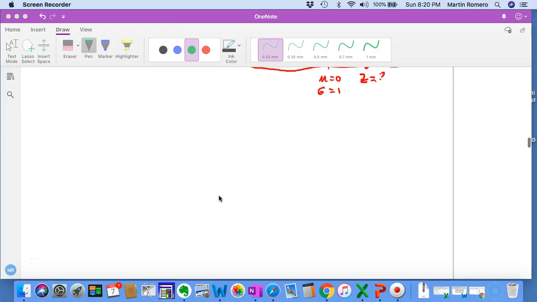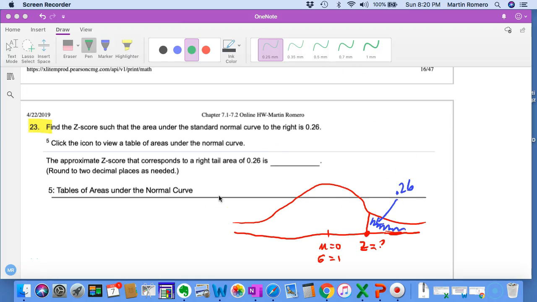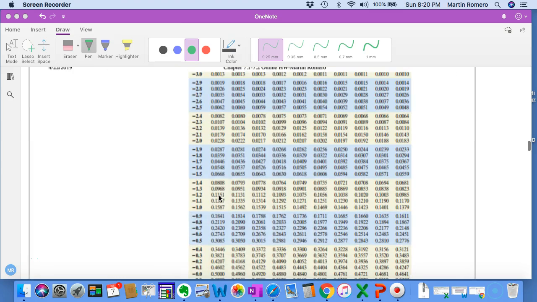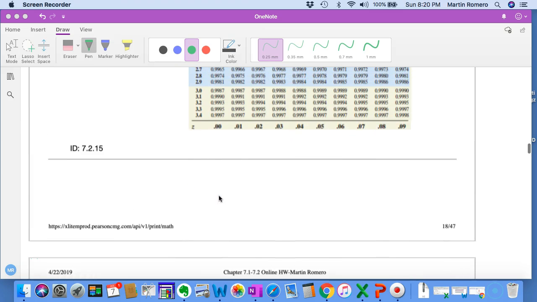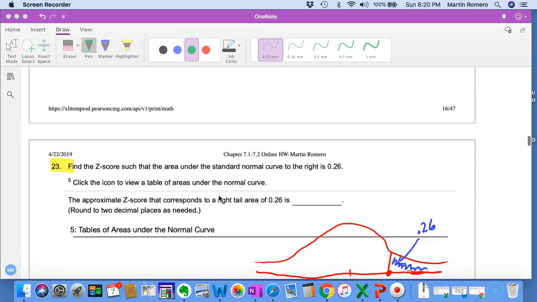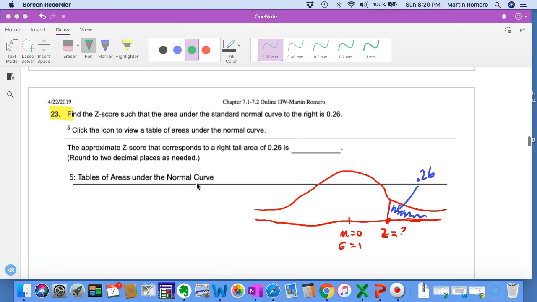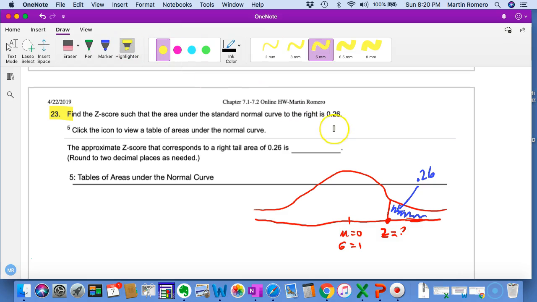Okay, let's go ahead and take a look at problem 7.2.15. We're going to answer this question where this time we're looking for a z-score when we're given an area. In this case, the area to the right of the standard normal curve is 0.26. And so we're looking for the z-score that would produce this area to the right.